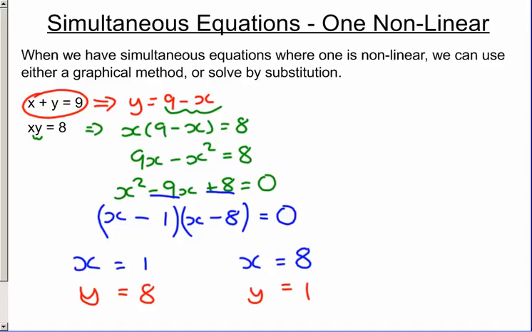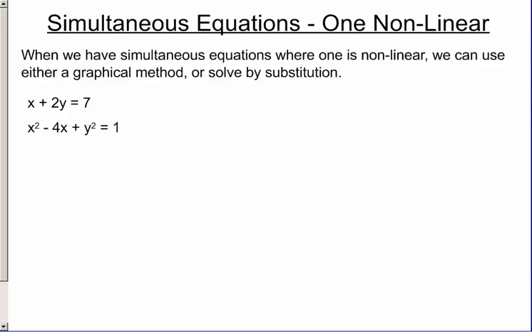So let's look at this second example. We're going to do much the same thing. We're going to substitute the linear equation into the non-linear one. The first thing we need to do is rearrange the linear one into x or y equals something. This time it's going to be x equals 7 minus 2y. And then we're going to substitute the x value, which is this, for x here and x here.